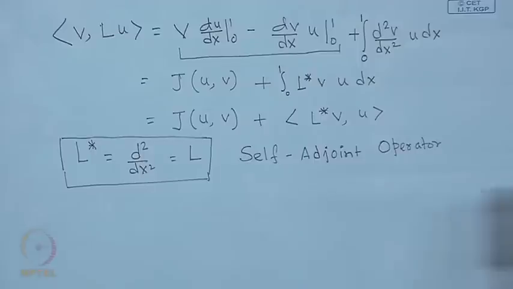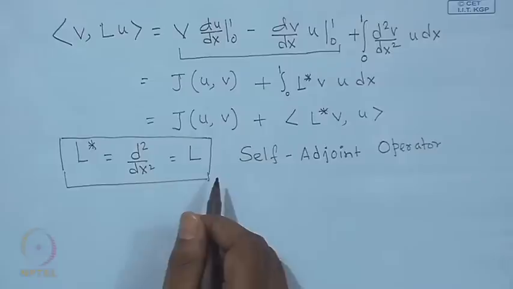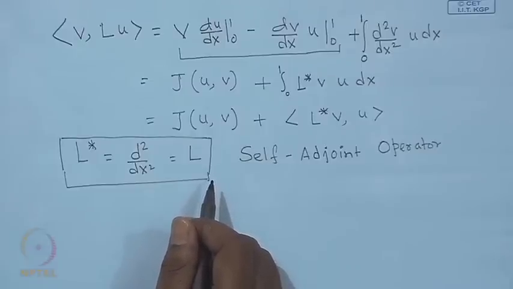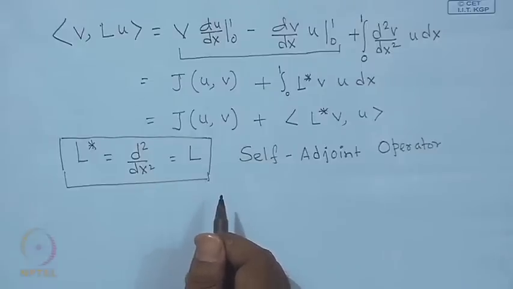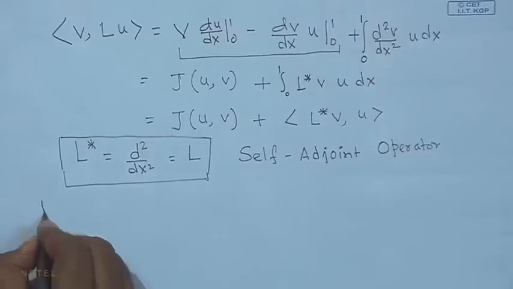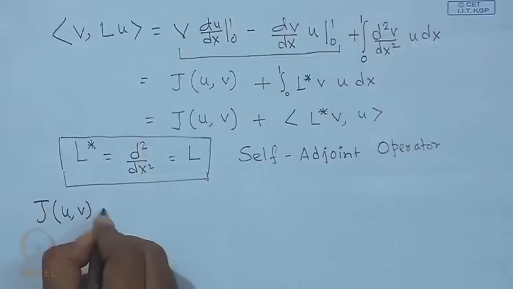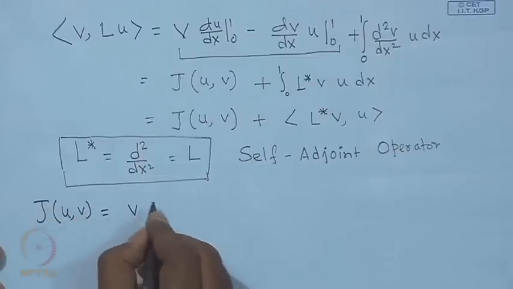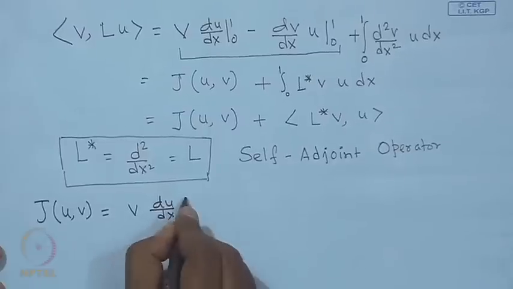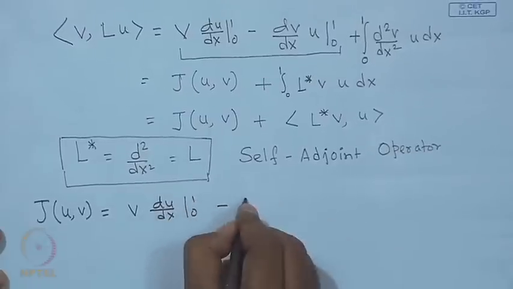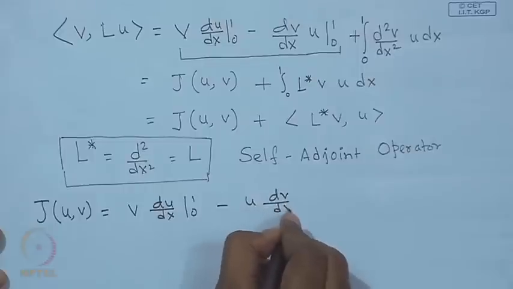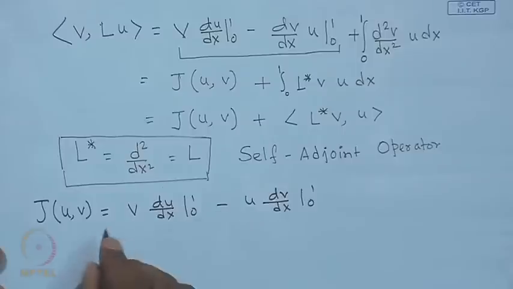Okay. So, now the next check is whether the system is a self adjoint system or not. For that we have to find out what B star is. We follow the same procedure for evaluation. For evaluation of B star, we evaluate J(u, v) and force the bilinear concomitant to be 0. So, J(u, v) is given as v du/dx from 0 to 1 minus u dv/dx from 0 to 1. So, we evaluate this one.